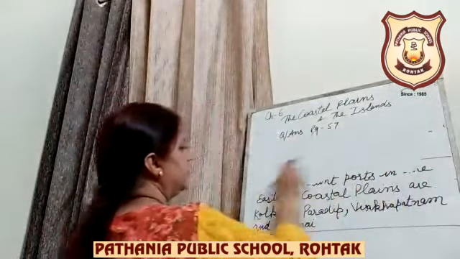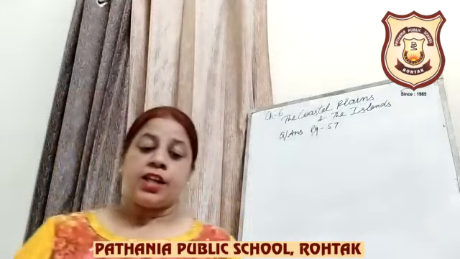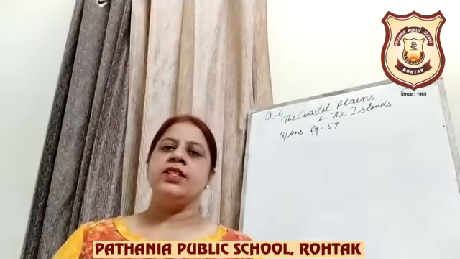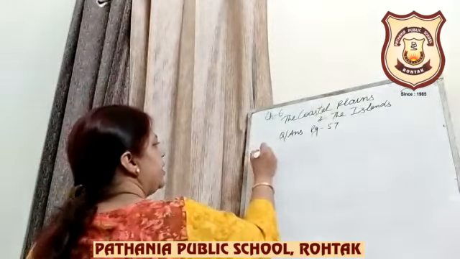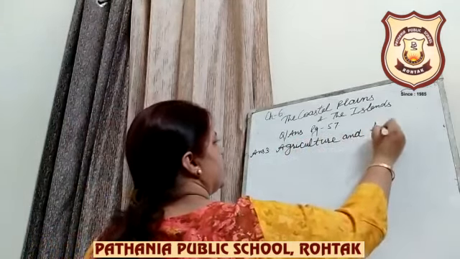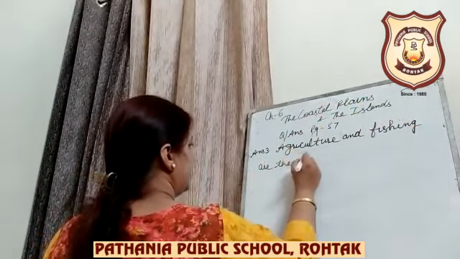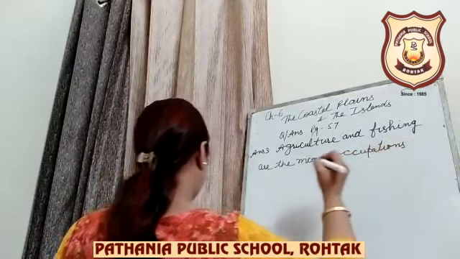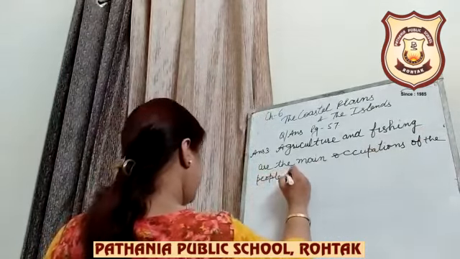So we'll write now answer number 3. And the question is, name the occupation of people in the coastal plains. You know, children, the land is fertile here in coastal plains. Okay. And fishing is also our main occupation. So what you will write? Agriculture and fishing. Answer number 3. Agriculture and fishing are the main occupation of the people in the coastal plains.